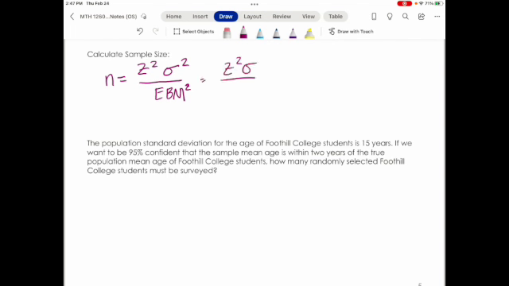But if you ever see me write it like this, because I grew up using this notation, E is the same thing as the EBM. It's just the error. You're going to take your z-score and square it, multiply it by your standard deviation squared, and then divide by the error squared, and that will give you your sample size.